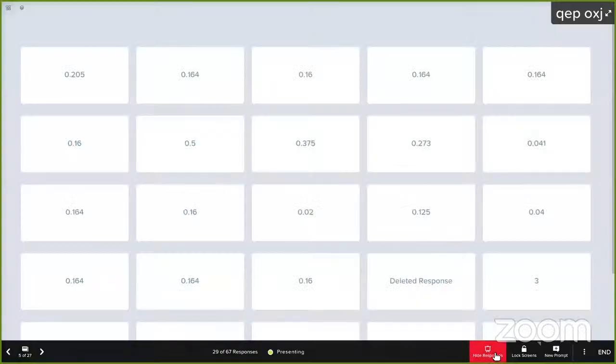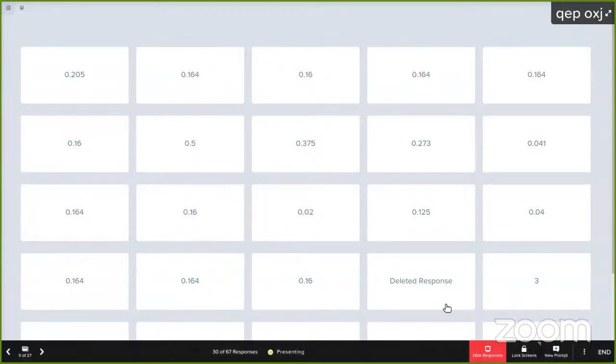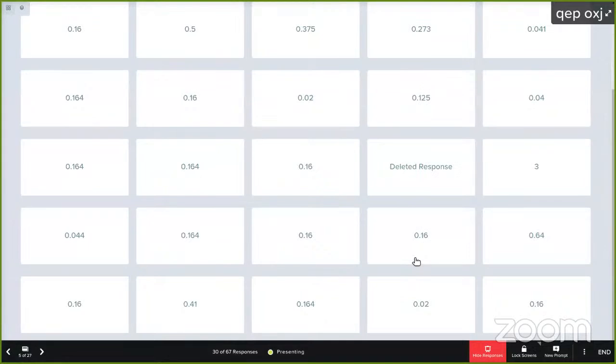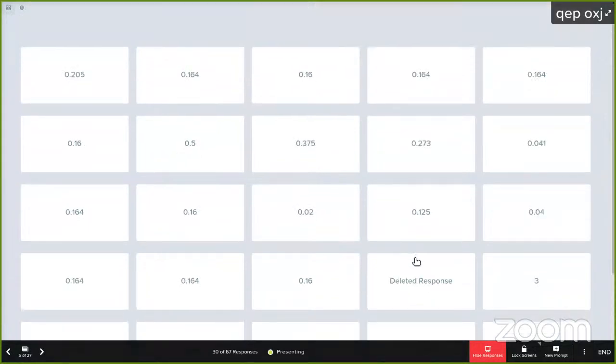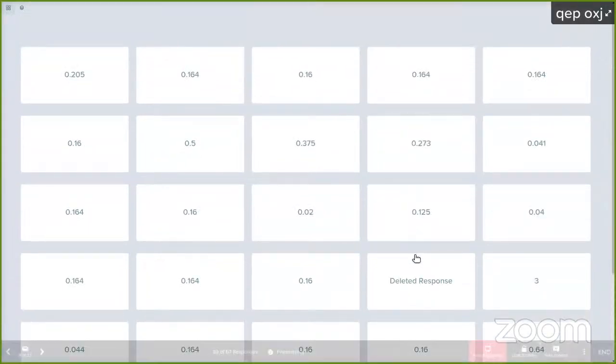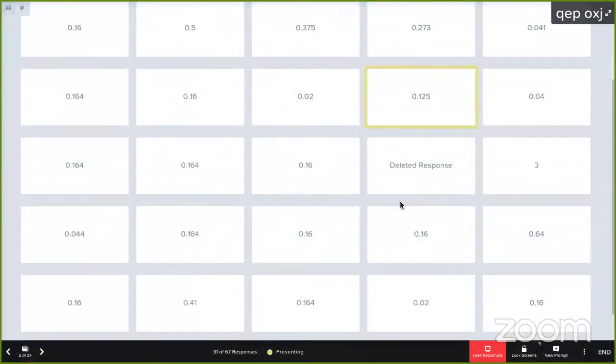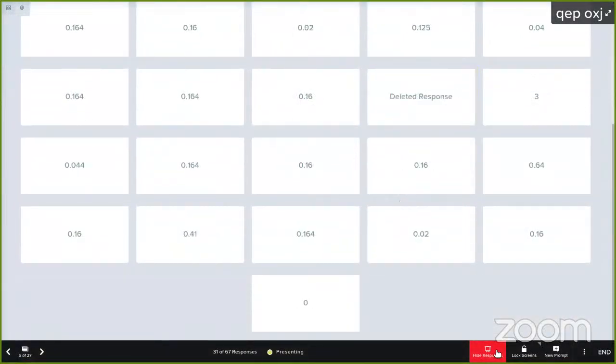Okay, so I think I got 29 responses, and the answers are 0.164, 0.16. The most common answer is 0.164. Some of you have given 0.205 or 0.02, 0.25. Okay, so you see the solution.